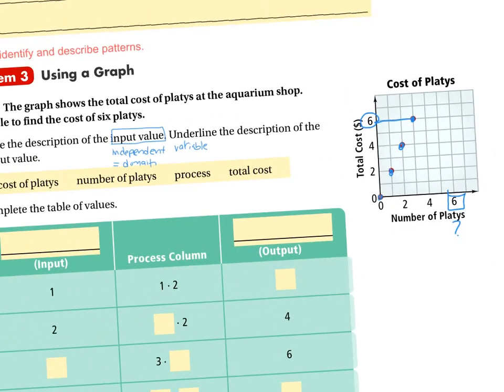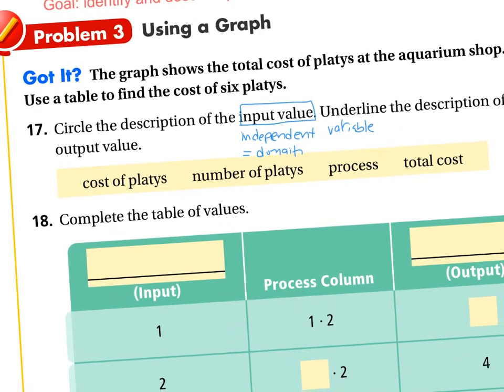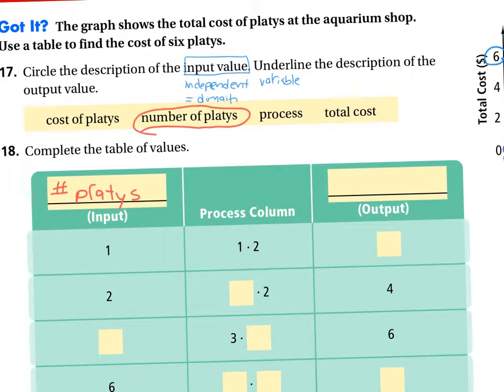Okay, so let's see here. What's the input? That is the number of platies that you purchase. So I'll put that over here in the left column. Next, the output, therefore, is going to be the total cost. Total cost, not in euros, but in dollars, as it says, just in case you're confused.